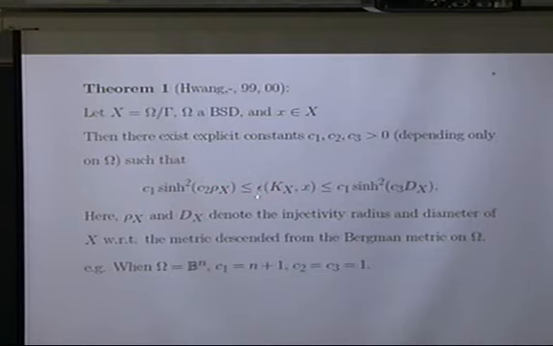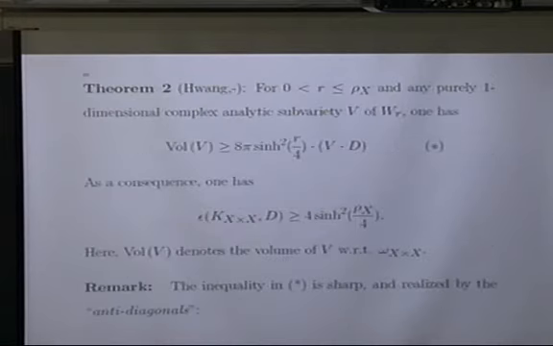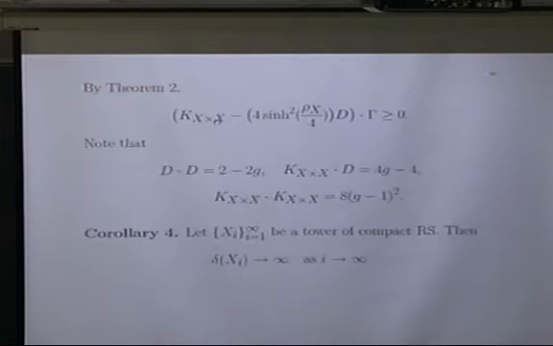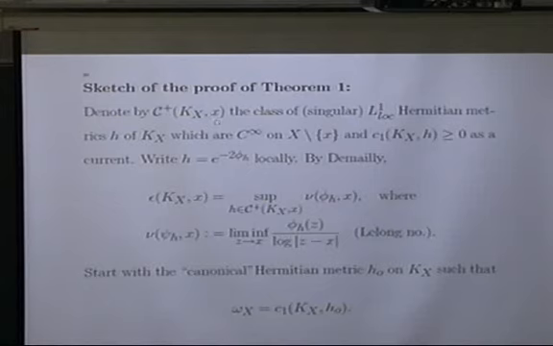In the case of a quotient of a bounded symmetric domain, the Seshadri number of K_X at the point x is bigger than or equal to c1 times hyperbolic sine squared of rho_x. So let's recall briefly the proof. For that I have to recall another definition, another characterization of the Seshadri number, in terms of singular metrics.